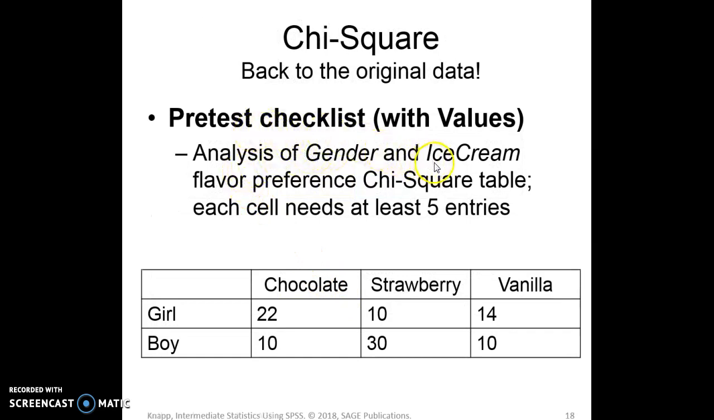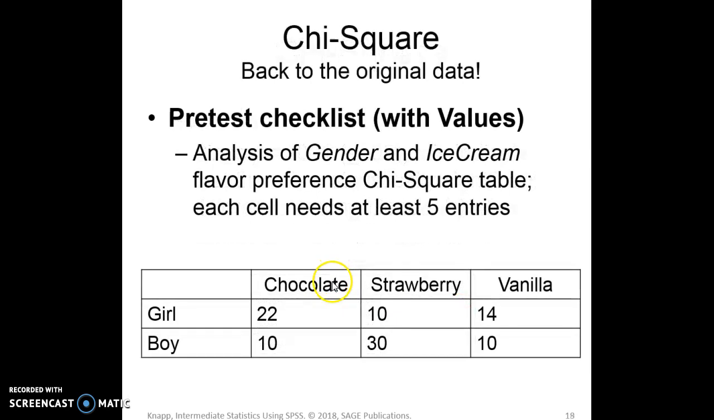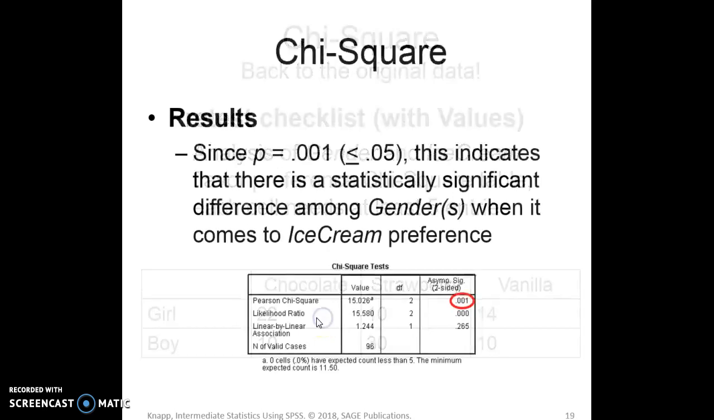Chi-square pretest, let's get back to it here. We're going to analyze gender and ice cream flavor preference with a chi-square table. Each cell needs to be at least 5. This is our set of data that we got from that survey. This is the data from a survey, and surveys are most often measured using the chi-square. If you do a survey, about 80% of the time you're going to end up doing a chi-square analysis.